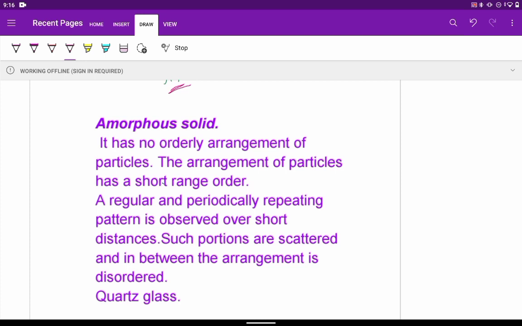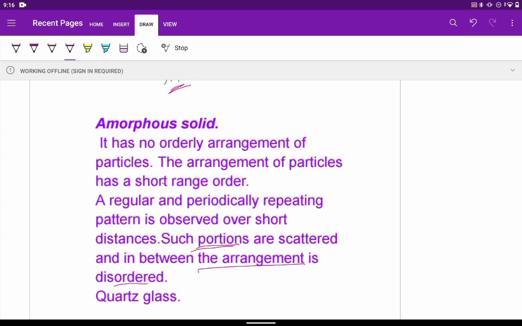Means a regular periodically repeating pattern will be over a short distance, scattered here and there, and in between the ordered portions there is disorderliness. Means disorderliness is more. Within that somewhere you will get some orderliness over a short distance, short range.